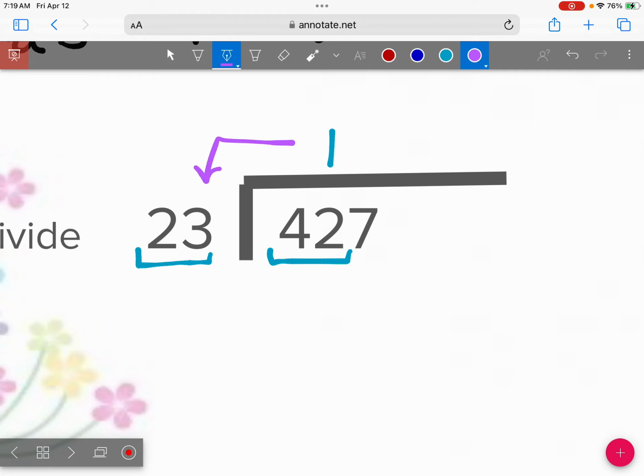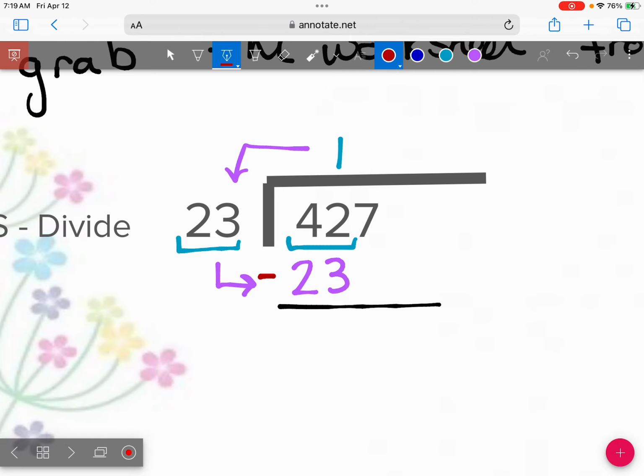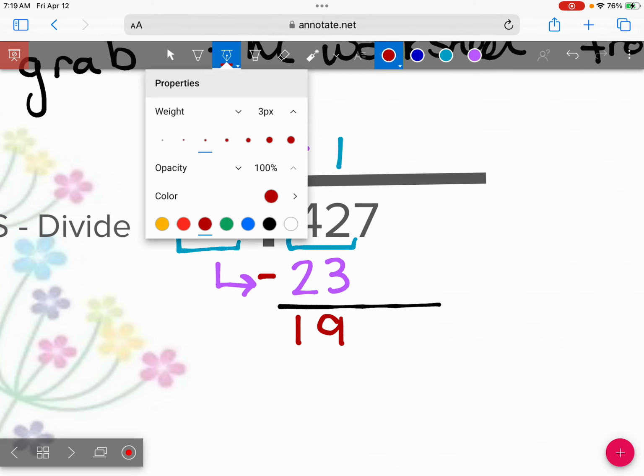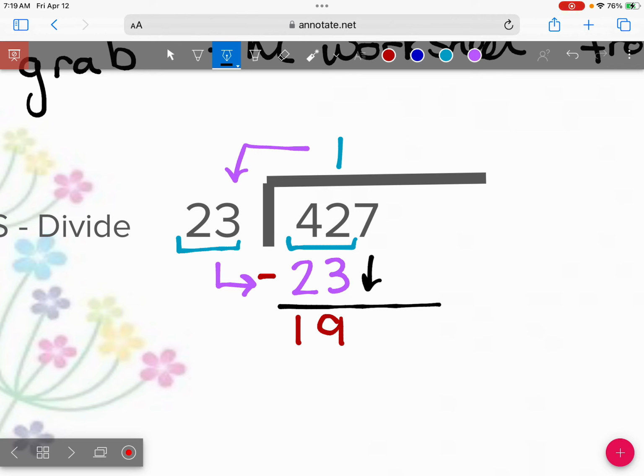Take the 1 and multiply the 23 and put it underneath. Then we subtract the 2. 42 minus 23 is going to leave us with 19. And then the 7 drops down. So like super old school, looking at this long division style.